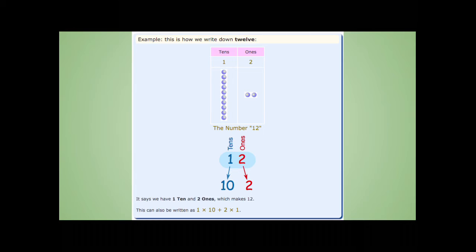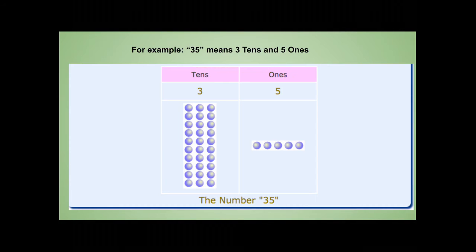So, another example here, we have 35, which means 3 tens and 5 ones. So that's a 3 in the tens place and a 5 in the ones place.